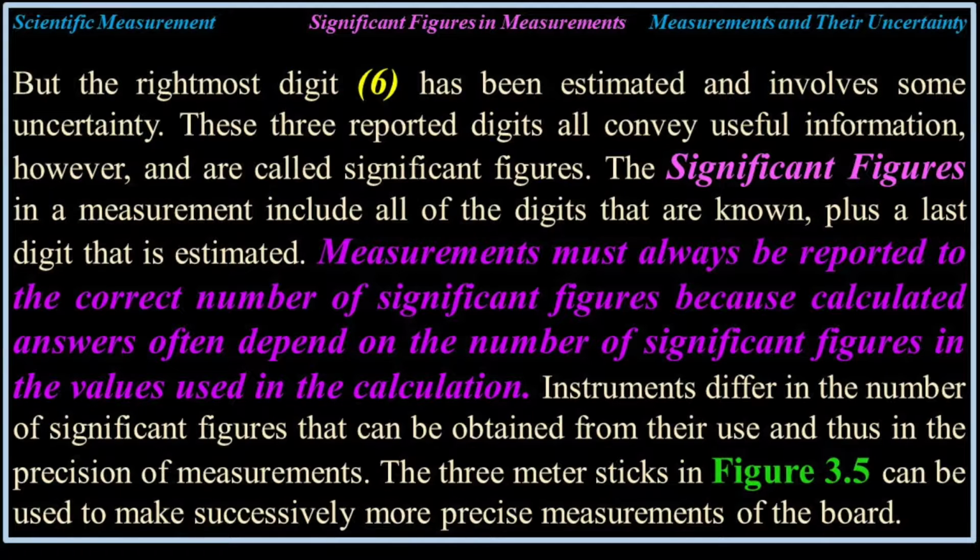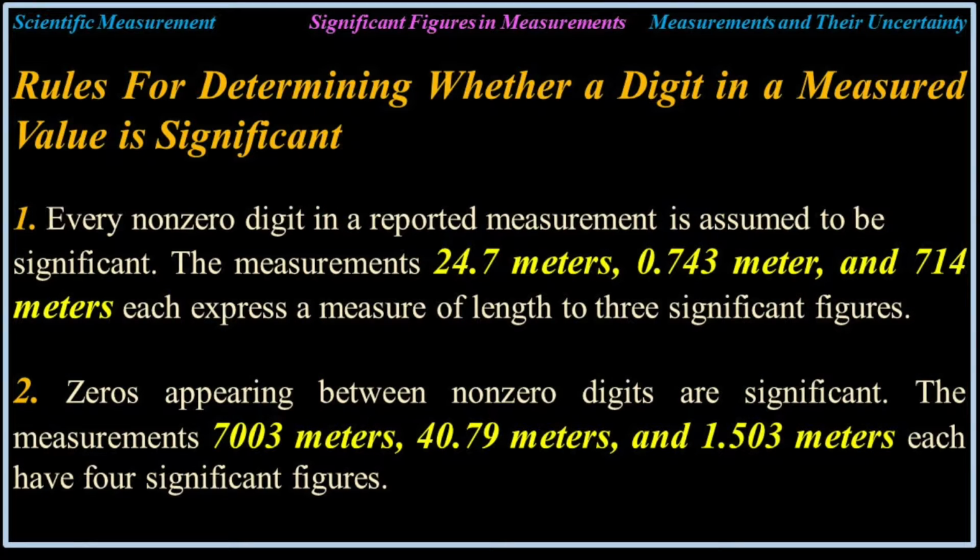Instruments differ in the number of significant figures that can be obtained from their use, and thus in the precision of measurements. The 3 meter sticks in figure 3.5 can be used to make successively more precise measurements on the board. Rules for determining whether a digit in a measured value is significant.